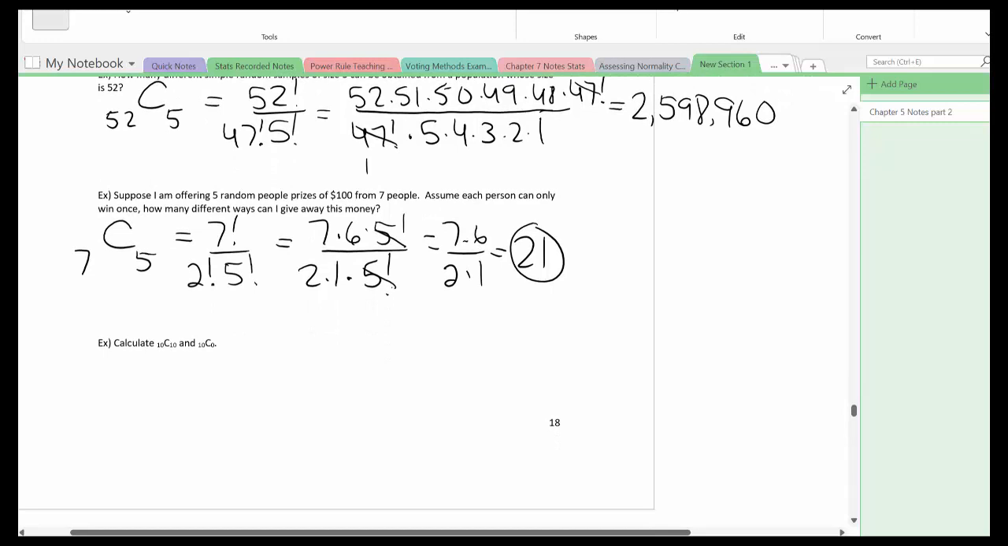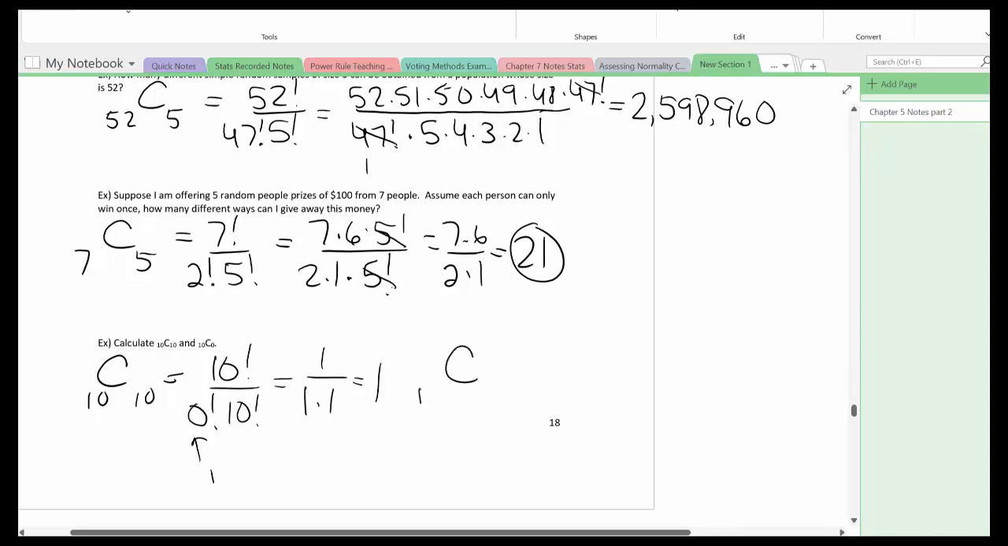Okay, let's do a couple other combinations then. Combination of 10 things taken 10 at a time. That is 10 factorial divided by 10 minus 10, that's 0 factorial times 10 factorial. Well, 0 factorial, that's 1. The 10 factorials divide out, so it's 1 divided by 1 times 1, which is 1. So a combination of n things taken n at a time is 1.